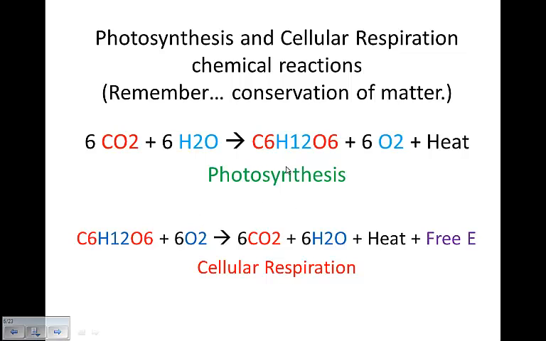Well, here we go. So now we're taking the glucose and the oxygen, just like I said. Now the products of photosynthesis become the reactants of cellular respiration. They intentionally left out sunlight because sunlight's not used in cellular respiration. They didn't want to confuse you. They're just showing you the products and the reactants here. Now you can see the reactants of photosynthesis become the products of cellular respiration. Again, heat is given off and free energy.